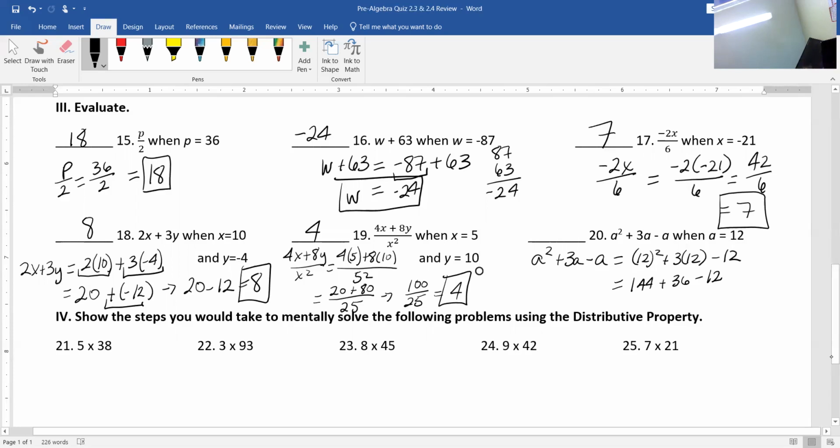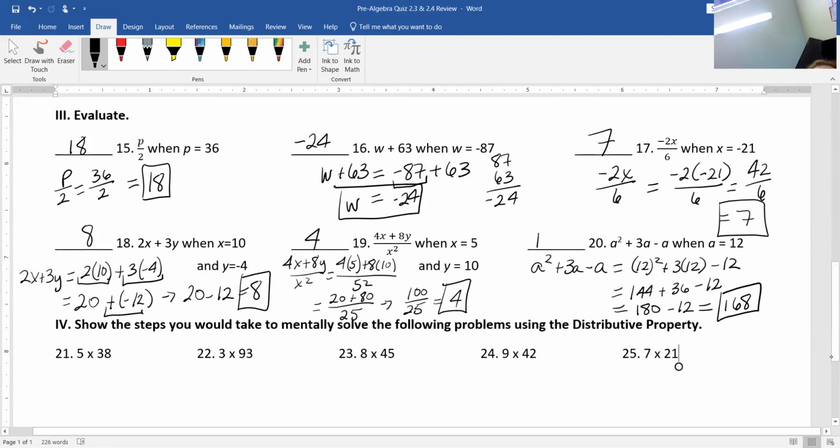So then you just move from left to right. 144 plus 36 is, let's see, that's 10, carry your 1, 180 minus 12, which equals 168, I believe. Okay.